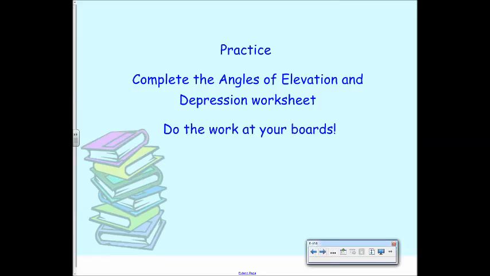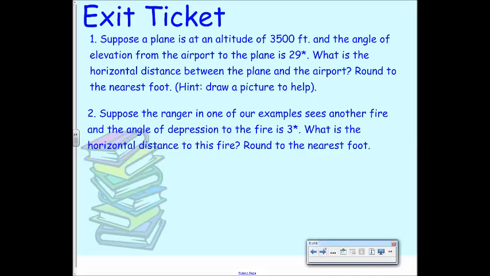Okay. All right. So I'm going to give you guys a practice sheet. You can either do it at your boards or you can do it at your seats. If you'd rather do it at your seats, that's fine. My advice for you when you're doing this, though, is to draw a picture of it. I would start with this side that has the pictures on it. Okay? But before you do that, try the exit ticket because I want you to do that first. Can you take one and pass it down?